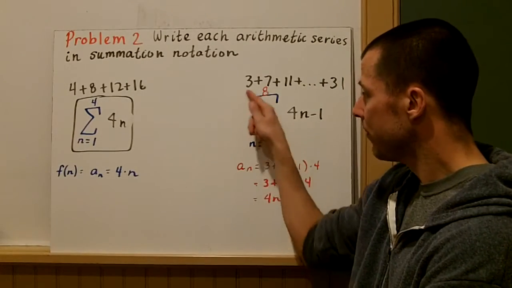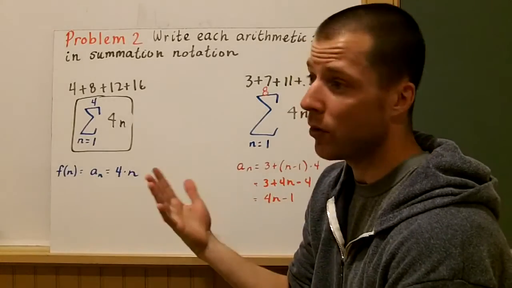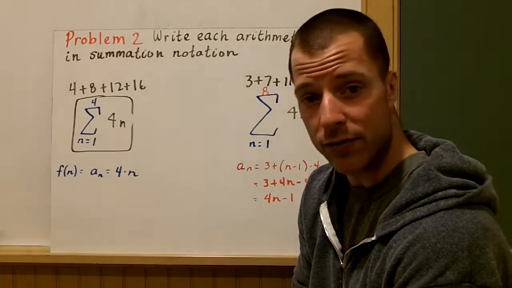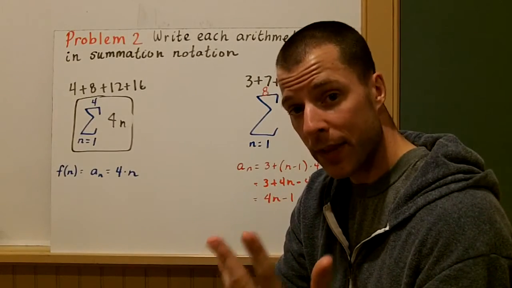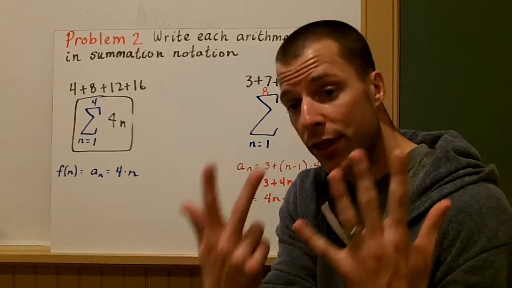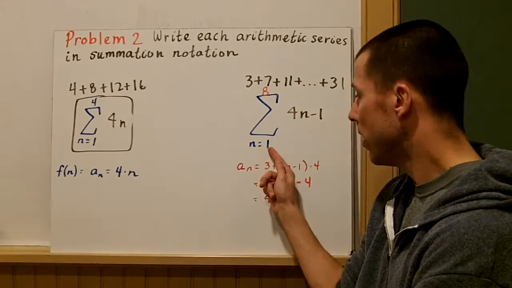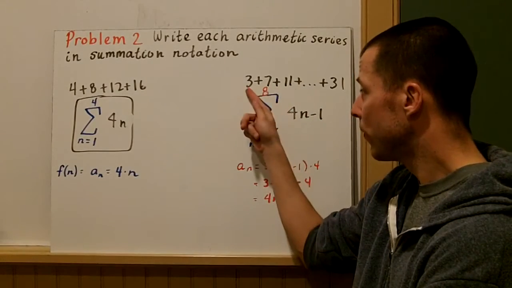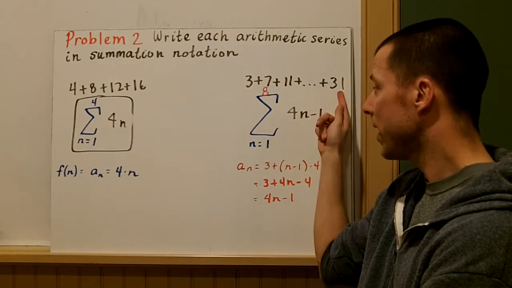We write our sigma. I need a start and I need an end. So let's think. One way you could do this is the common difference is 4. So you have 3, 7, 11, 15, 19, 23, 27, 31. 8 terms. So we're starting from 1 to 8. First term to the end is 8 terms. So start at 1 and you go to 8.